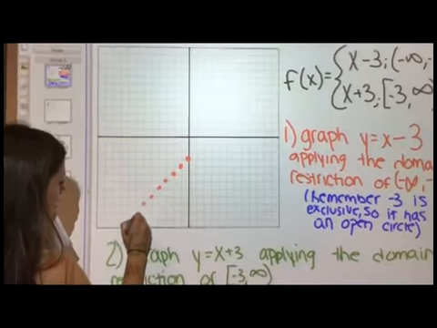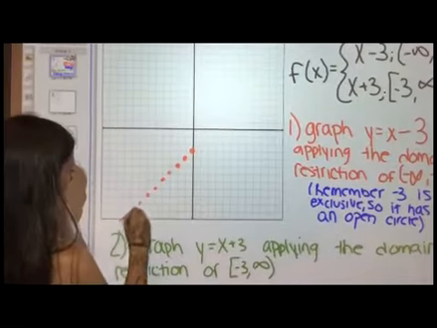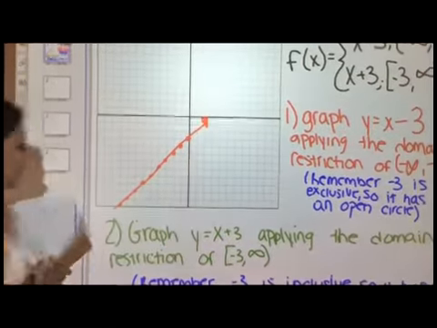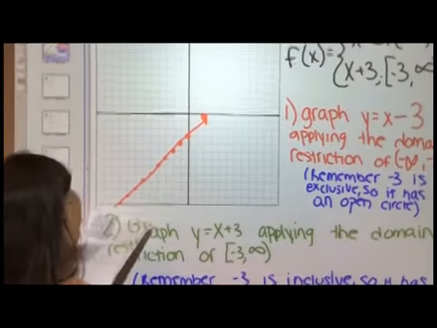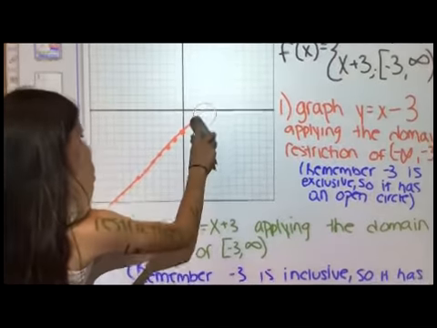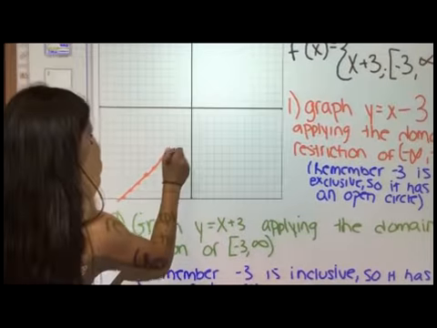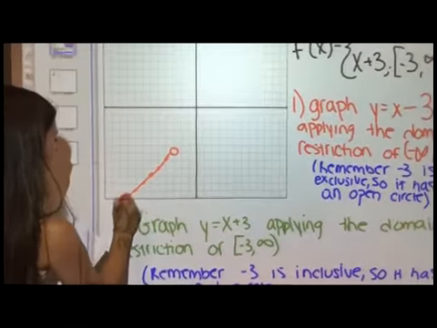The first function of f(x) is x minus 3, with a domain of negative infinity to negative 3 exclusive. The second expression is x plus 3, with a domain of negative 3 inclusive to positive infinity. Remember, negative and positive infinity are always exclusive values.